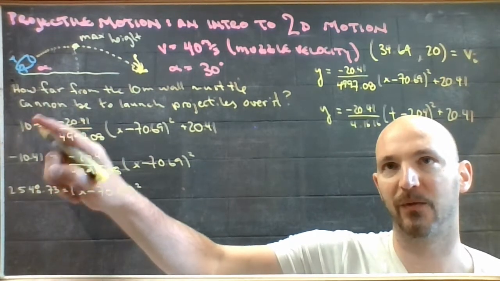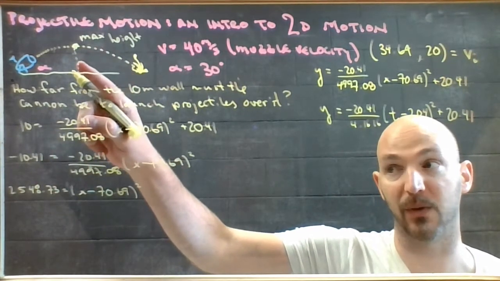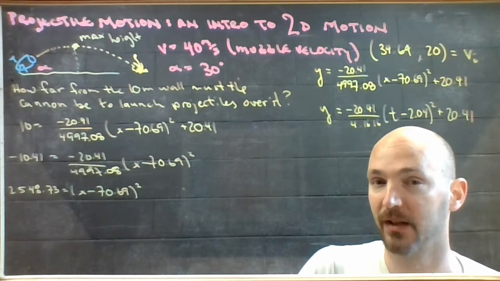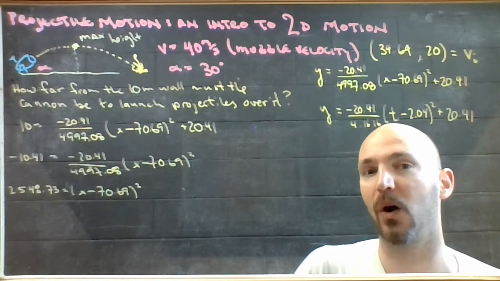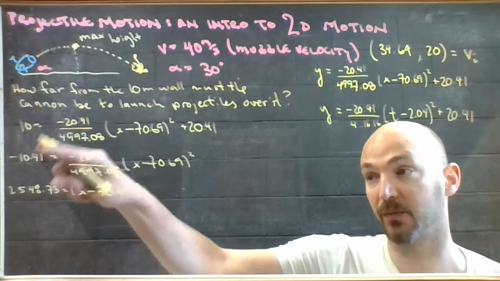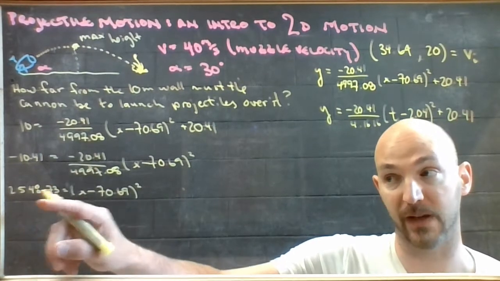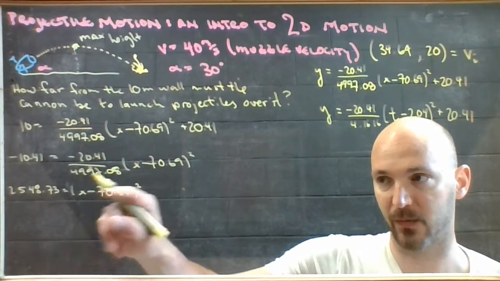So we've already decided the max height was only 20.4 meters. So if I asked you when a thing with a max height of 20 meters passes over a 25-meter wall, well, obviously that doesn't work, and the algebra would be confirming it for you by spitting out a negative. Fortunately, we have a positive here, so we can continue to square root both sides.